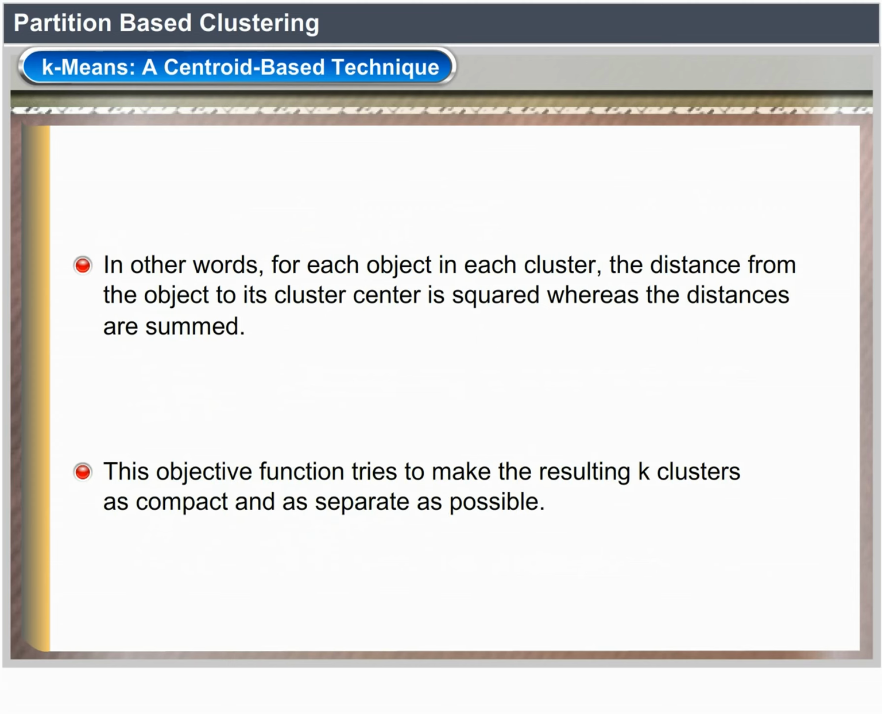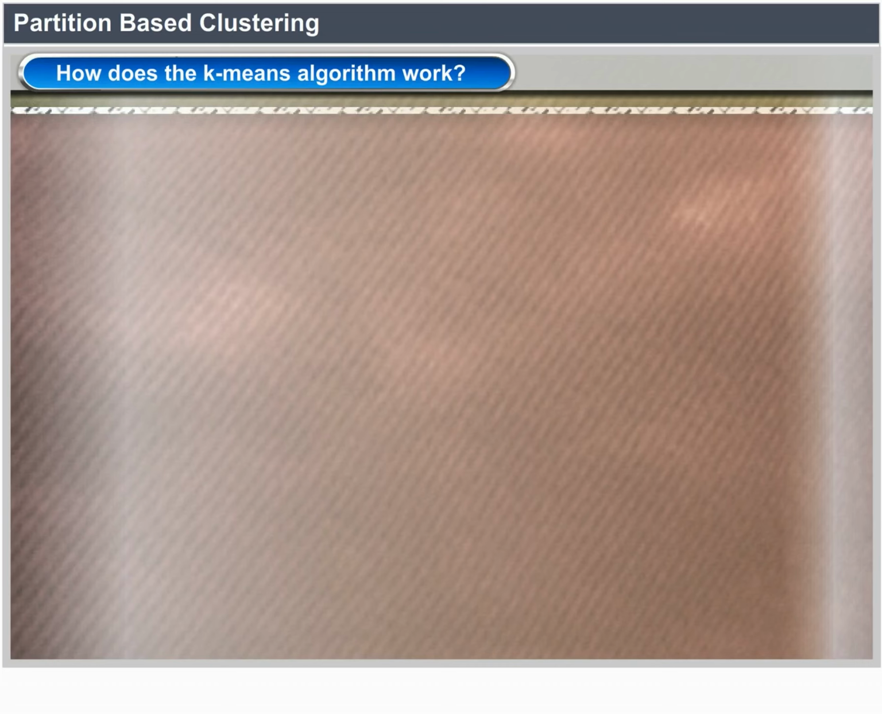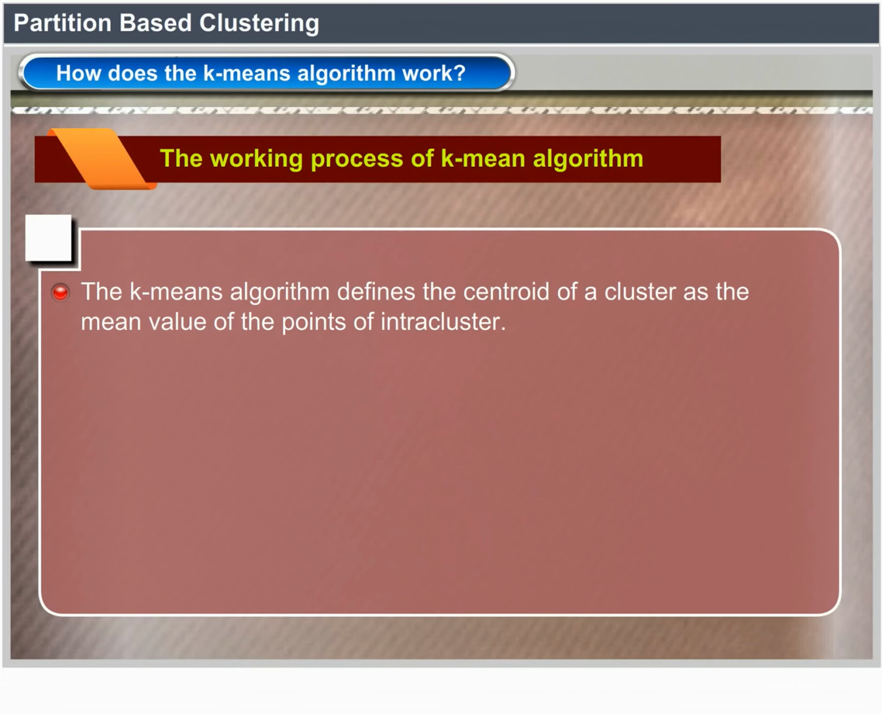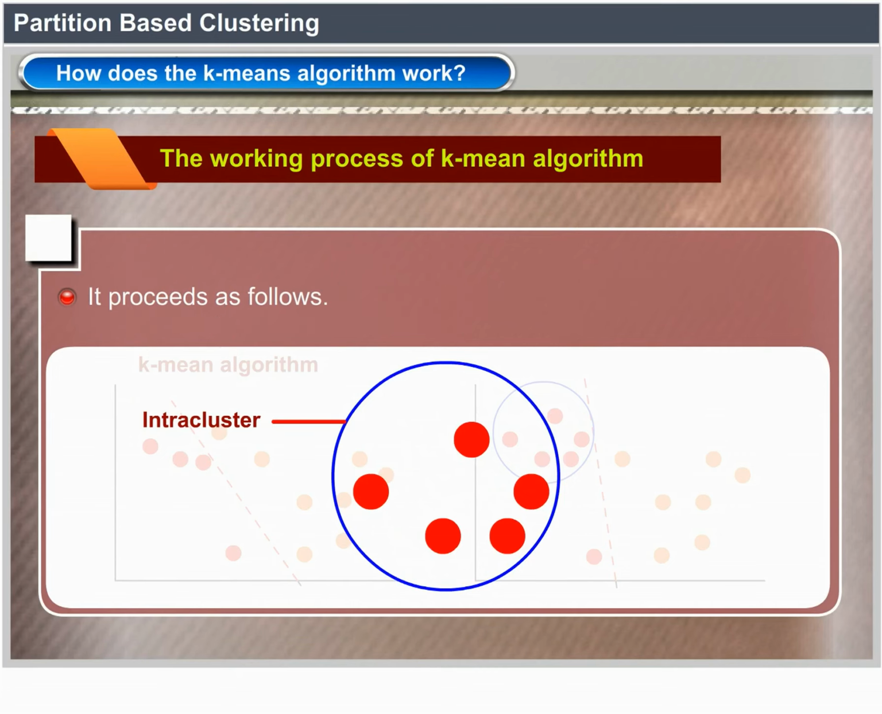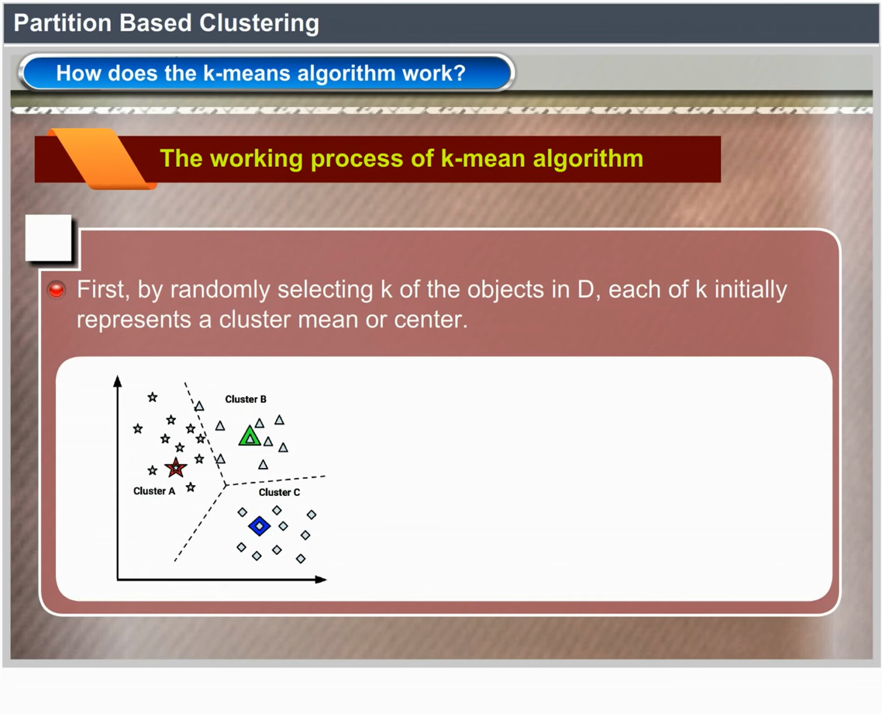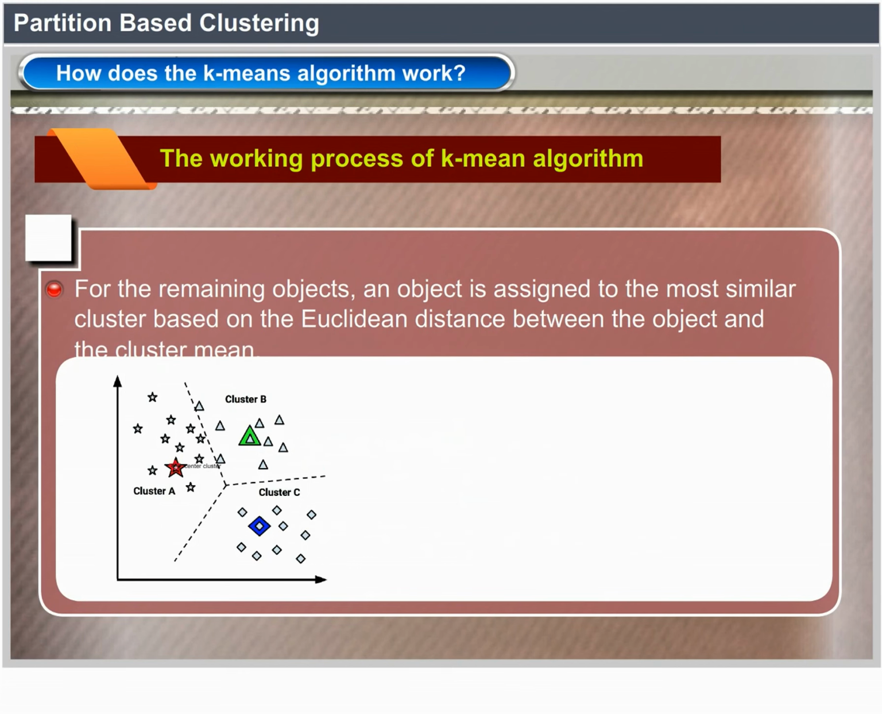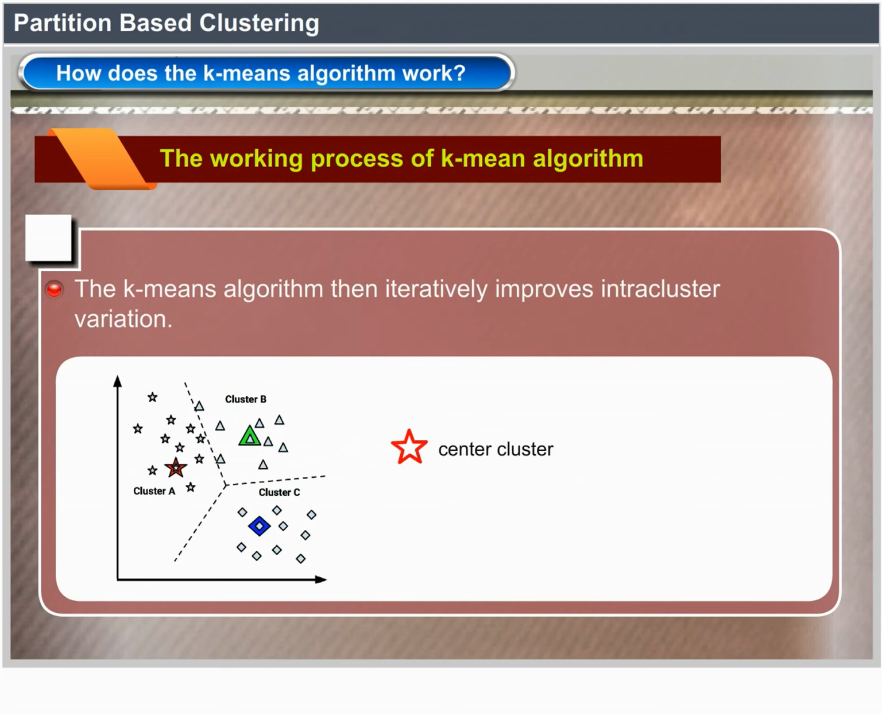The k-means algorithm defines the centroid of a cluster as the mean value of the points within the cluster. It proceeds as follows. First, it randomly selects k of the objects in D, each of which initially represents a cluster mean or center. For each of the remaining objects, an object is assigned to the cluster to which it is the most similar based on the Euclidean distance between the object and the cluster mean. The k-means algorithm then iteratively improves the within-cluster variation.